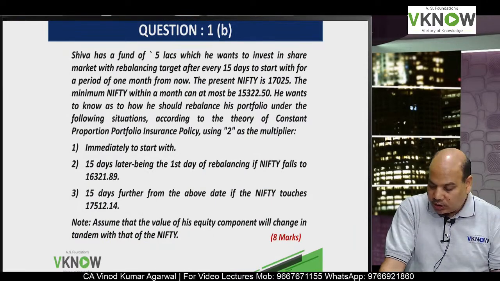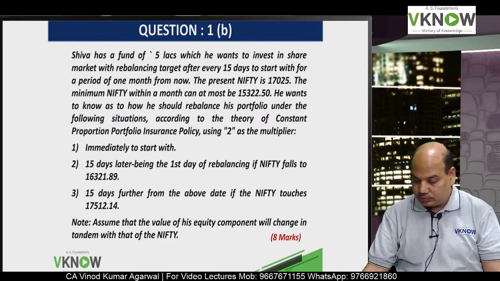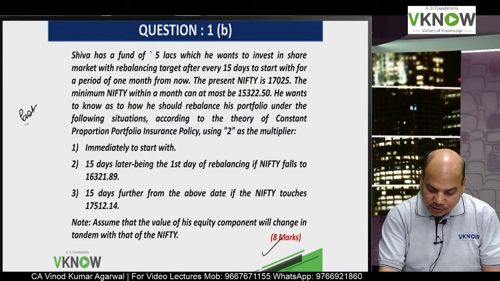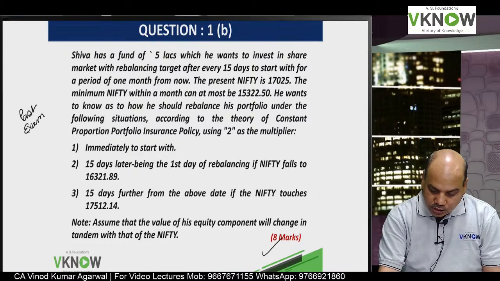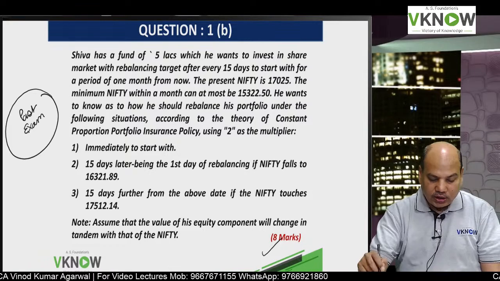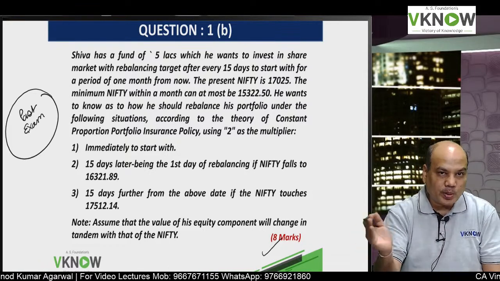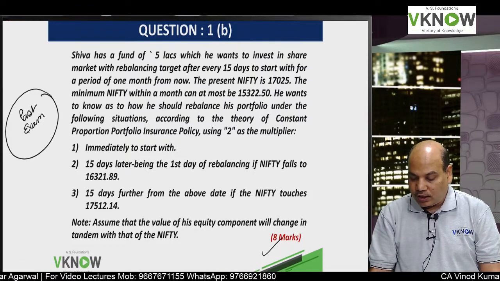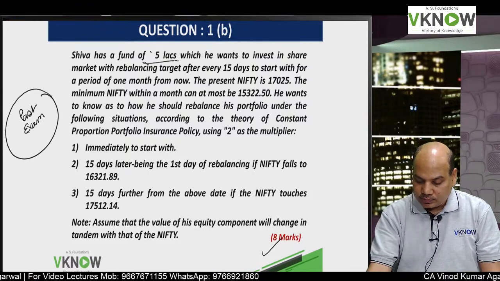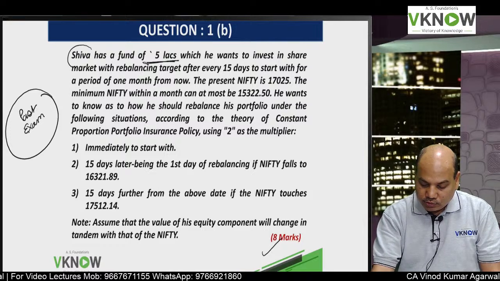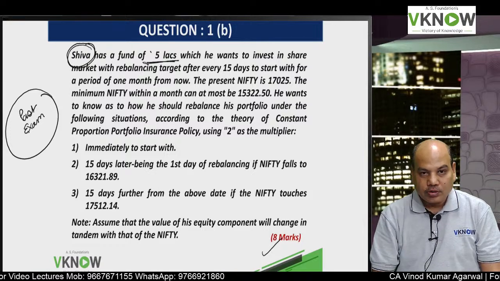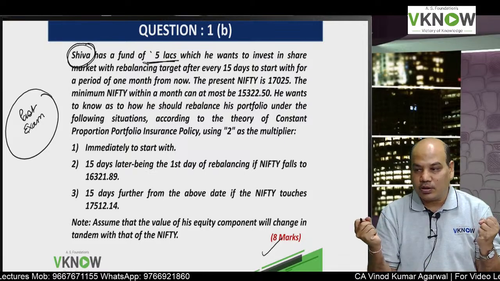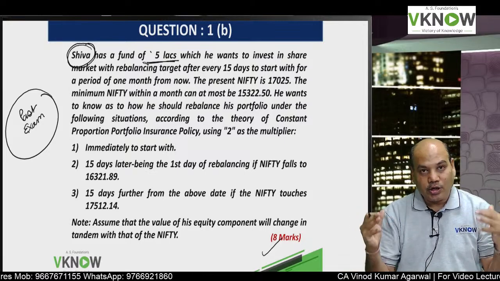Now we'll come to another past exam question for 8 marks. This is also a past exam question. Most of the questions in this MTP were from past exams. Shiva has a fund of rupees 5 lakh. In the original question it was Indra. They have changed Indra to Shiva. The institute has so much power, it can convert Indra into Shiva.